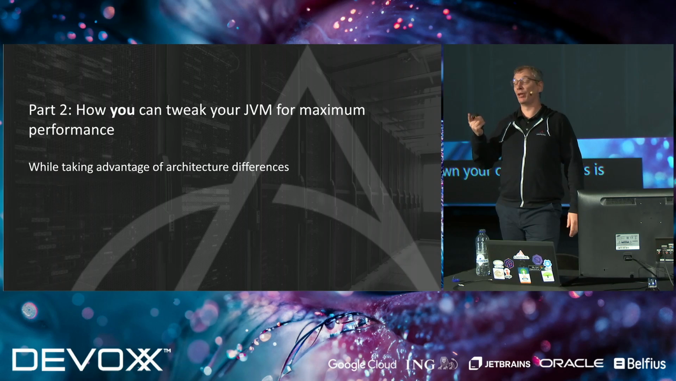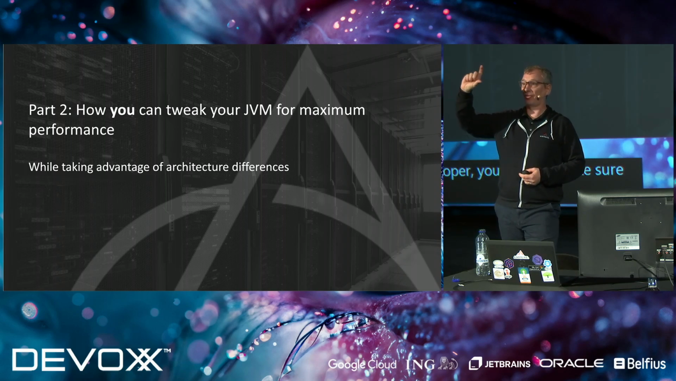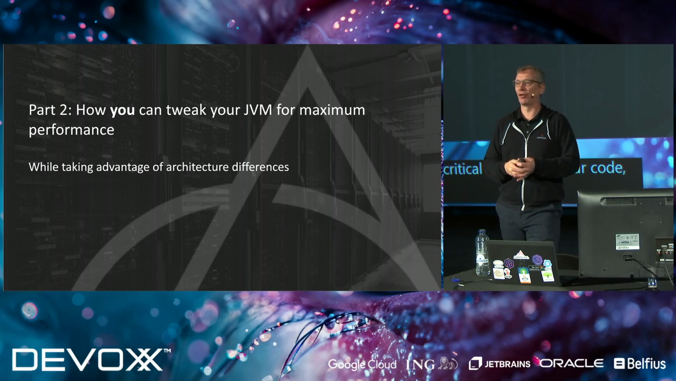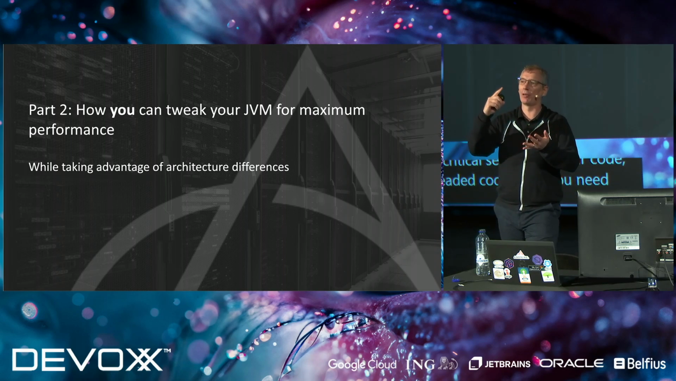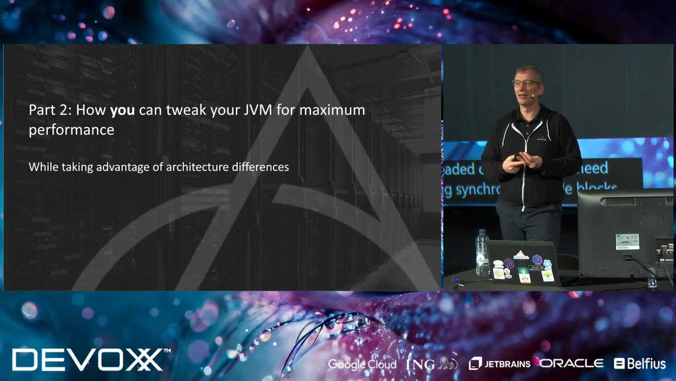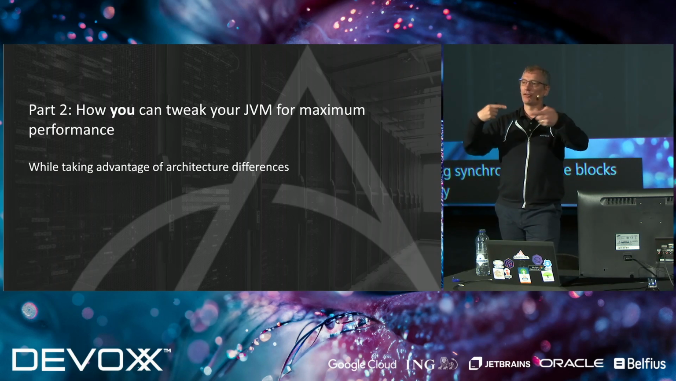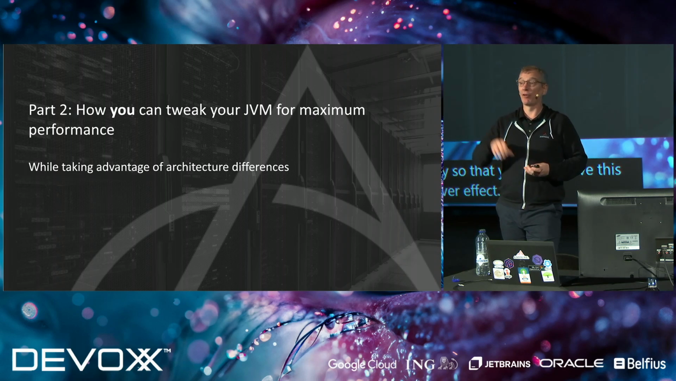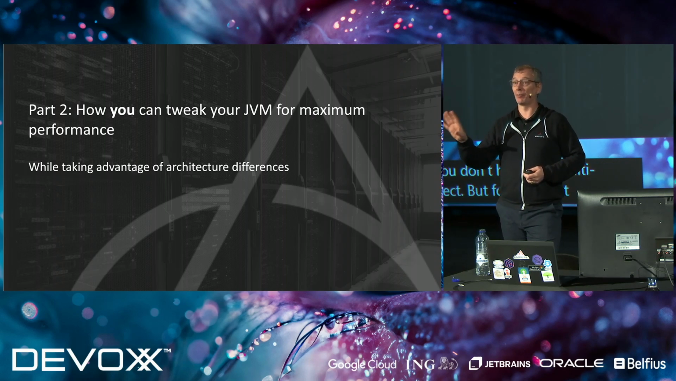As a developer, if you have critical sections of your code, and it's certainly in multi-threaded code, then you need to make sure that you're using synchronized code blocks or volatile data types correctly so that you don't have this multi-observer effect. But for the most part, this is something that Java developers don't need to care about. JVM developers care a lot.